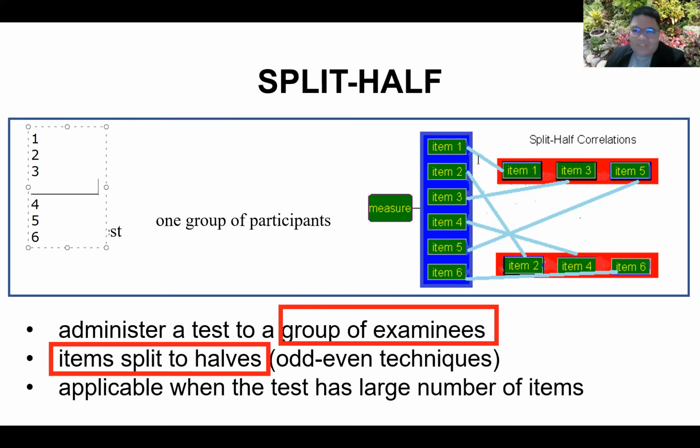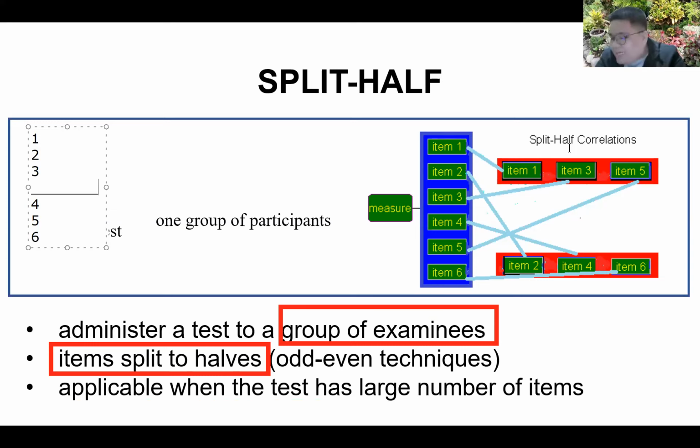Kung makikita nyo po, dinivide siya na item 1, 3, and 5 is the first half, and then items 2, 4, and 6 is the second half. Okay? That's your odd-even technique for split half correlation. Class, your split half is best used if there is a large number of items. Again, split half is best used if there is a large number of items.